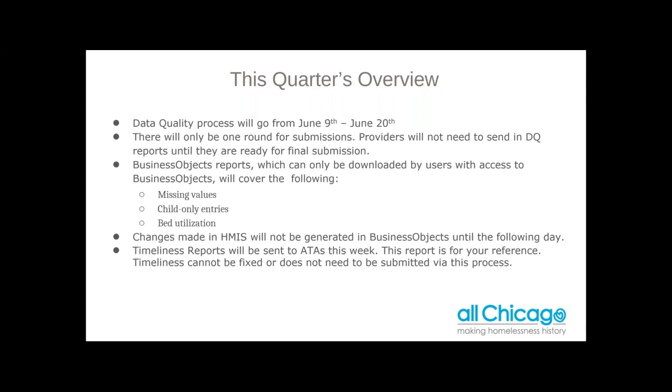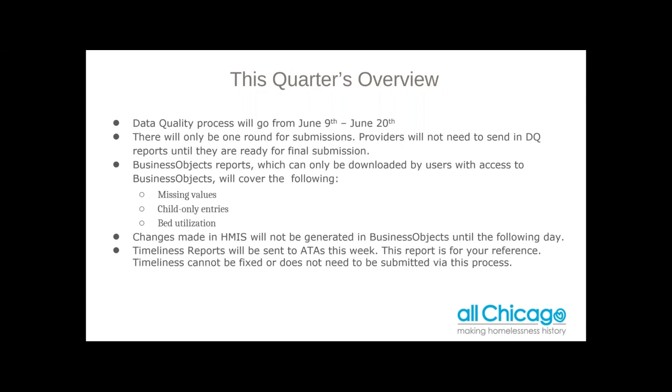Okay, so just a quick overview of the data quality process. It's going to run from June 9th, which is today, through June 20th. There will only be one round for submission, so providers will only need to send in a data quality report once they are ready to submit their final report. Business Objects reports, which can only be downloaded by users with access to Business Objects, will cover the missing values, child-only entries, and bed utilization. Changes made in HMIS will not be generated in Business Objects until the following day.